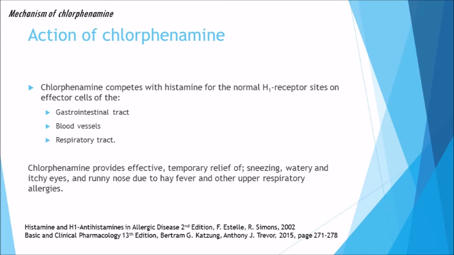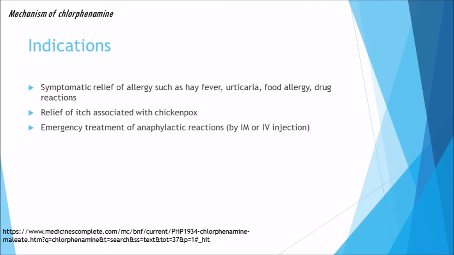Chlorphenamine provides effective temporary relief of sneezing, watery and itchy eyes, and runny nose, which are symptoms caused by hay fever and other upper respiratory allergies. The indications for treatment with chlorphenamine include the symptomatic relief of allergies such as hay fever, urticaria, food allergies, and drug reactions. It can also be used to relieve the itchiness associated with chickenpox.